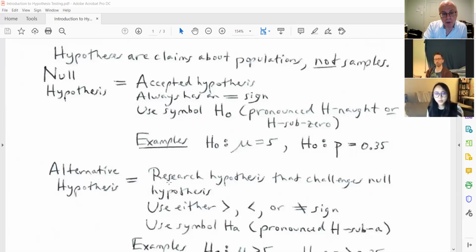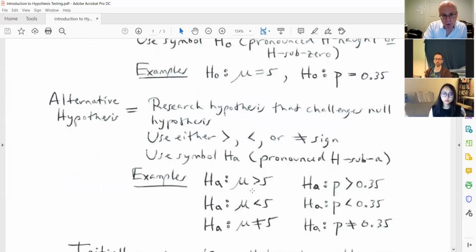The alternative hypothesis would be a competing hypothesis to the null hypothesis. And we're going to use greater than, less than, or not equal to as the symbol or the operations that we're going to be using in the hypothesis. Now the book, again, being different, they like to use H1. I don't know why. Because they say this is H0? I don't know. They use H1.